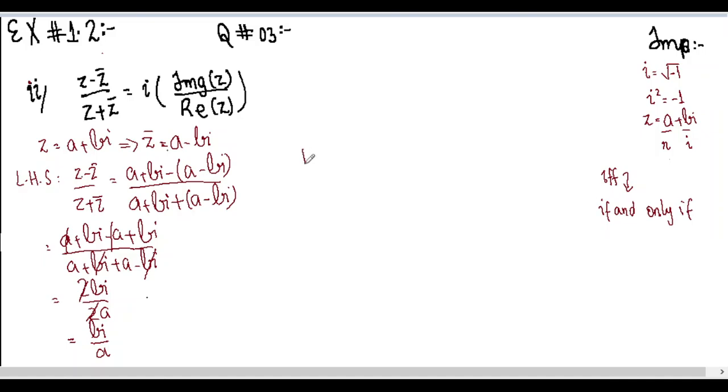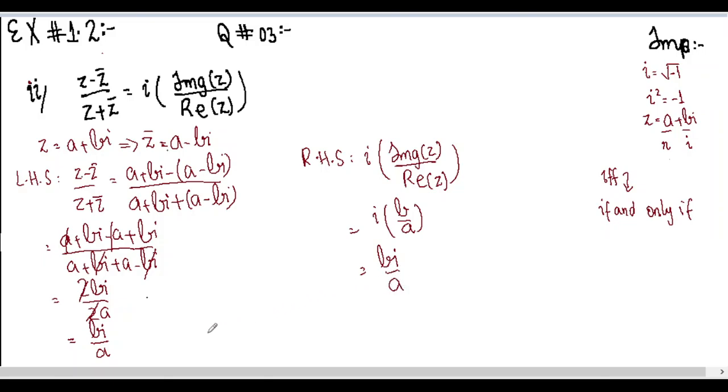Now moving towards the right hand side, we get iota into imaginary part of z divided by real part of z. Okay. Now this is z, a plus b iota. Here the real part is a and the imaginary part is b because it contains iota. So we are going to use these values over here: iota into b by a. We are going to multiply b by a with iota. So we get b iota by a. So we can see that these two values are equal. So left hand side equals right hand side, and we have proved it.